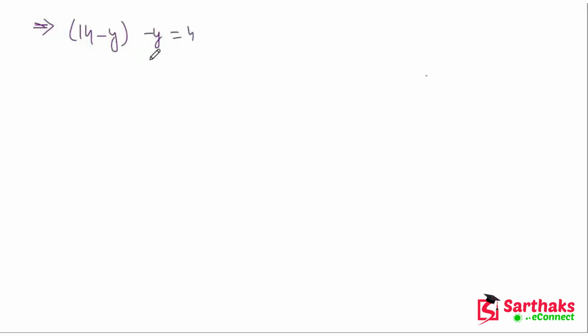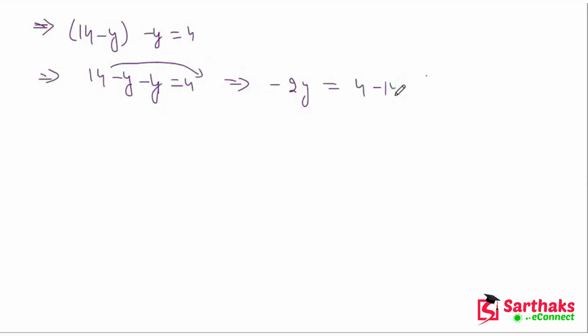Now this is a linear equation in one variable, so from this equation we can easily find the value of y. This is 14 minus 2y is equal to 4. Now here is minus 2y, and we will shift the constant term to the RHS, so it will become 4 minus 14. Now here is what?